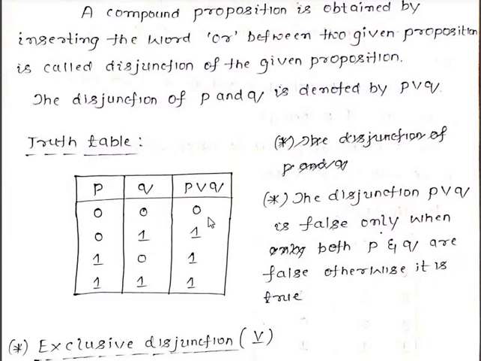0 0 will give you 0. 0 plus 1 will give you 1. 1 0 will give 1. 1 1 also will give you 1. It is not that you're going to do the basic addition. When both the values of P and Q are true, then your disjunction of P and Q will be true.